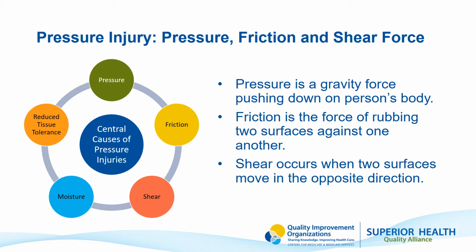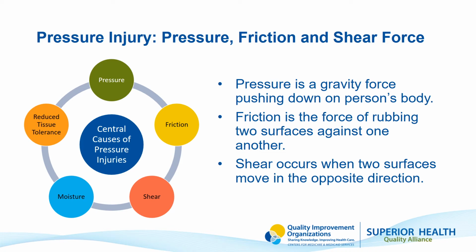Pressure is a gravity force pushing down on a person's body. The constant pressure placed on any part of the body can decrease blood flow to tissues. Blood flow is important for delivering oxygen and other nutrients to tissues, and without these nutrients, skin and nearby tissue are at risk of injury and breakdown. When an injury begins to form due to pressure, it can appear as a change in color of intact skin, or it can develop into an open ulcer or sore in just a few hours. Individuals may or may not feel pain in the affected area, depending on the severity of the pressure injury.